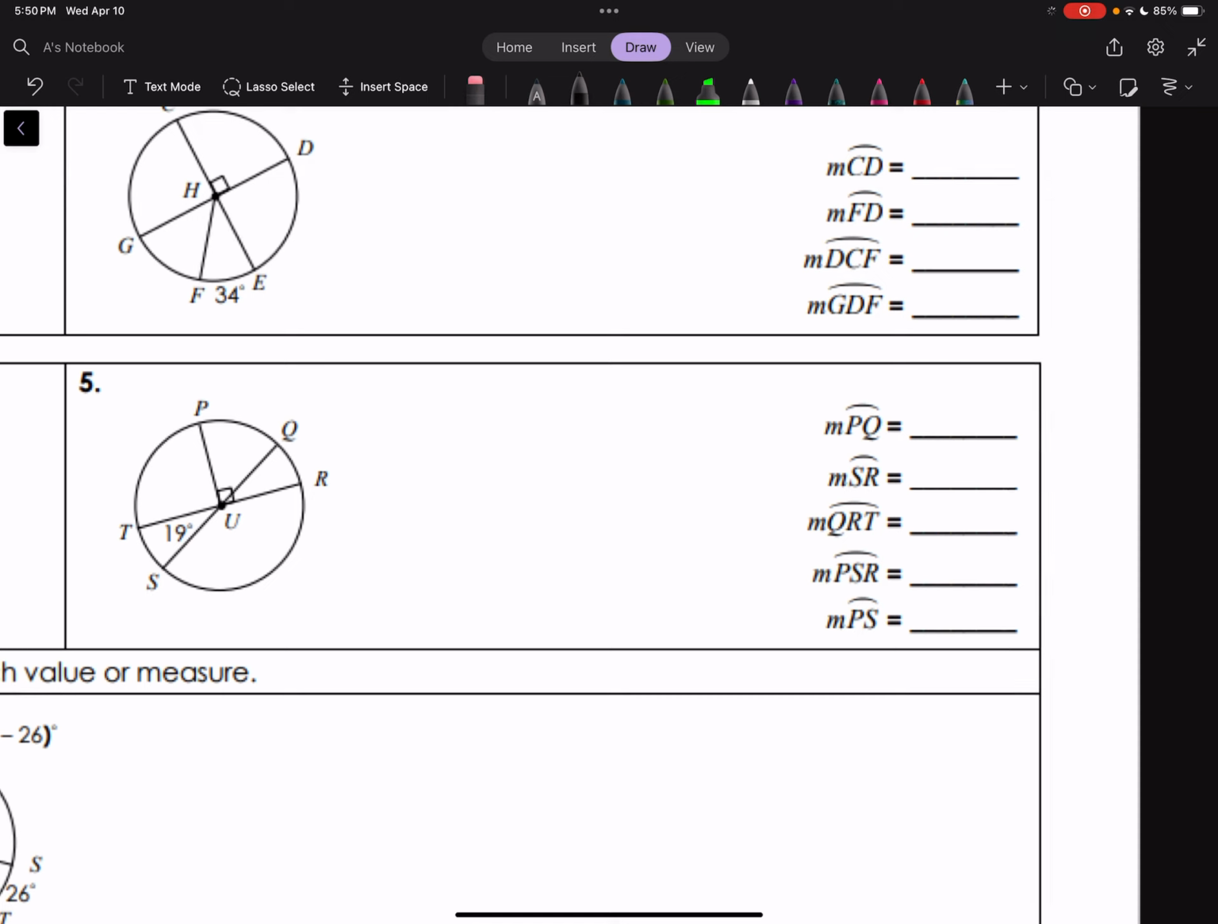I see that I have a 90-degree angle, a right angle, for angle PUR. But what I also recognize, well, wait a minute. Therefore, since this is my diameter, I know this also has to be a 90-degree angle. Okay. But I also notice that this line is going to be cutting off part of that 90 degrees.